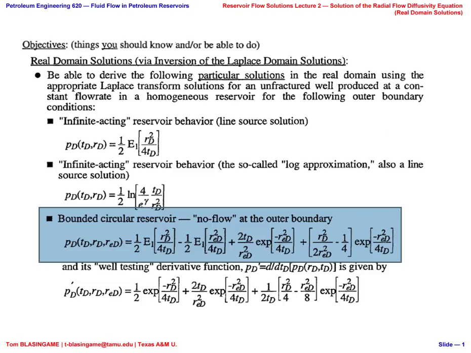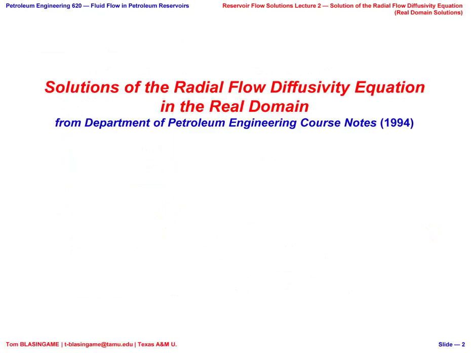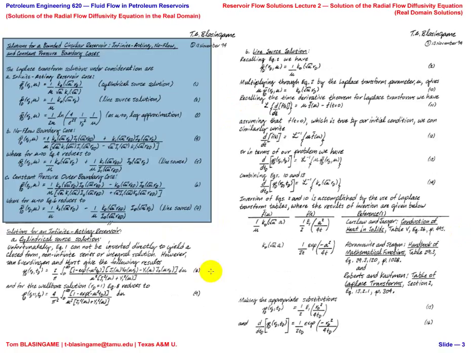Now, the first thing we're going to derive is the infinite acting solution, which is kind of trivial. We've already done that last night. And then again, we'll also do the so-called logarithmic approximation. Okay. So here we go. This is all from the previous work that we just completed. So this is a summary of equations.